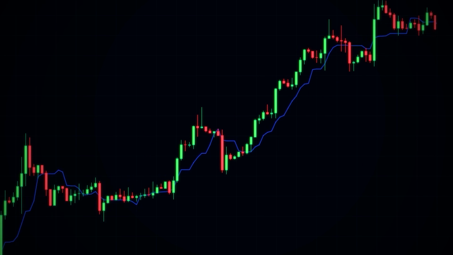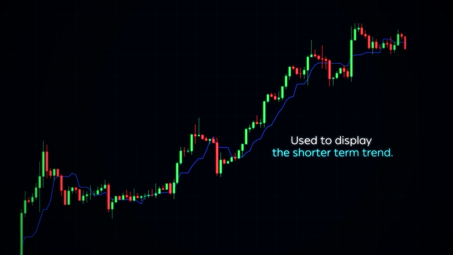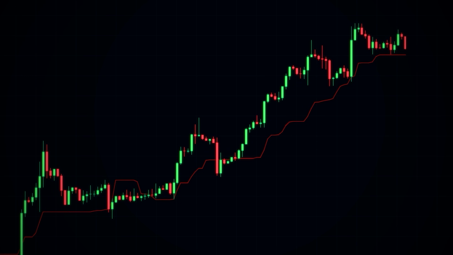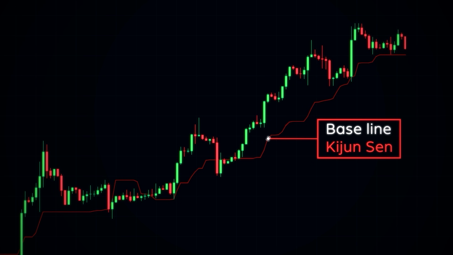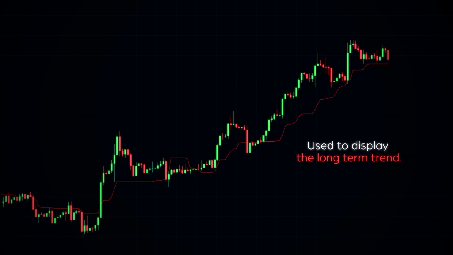First, let's start with this blue line. This is the conversion line, which is also known as Tenkan-sen. This line is more sensitive to price action, and it's used to display the shorter term trend, kind of like a smaller moving average. The other line, the red line, is the baseline. This is also known as Kijun-sen. It acts as a higher time period moving average, meaning it's less sensitive to price action and will primarily be used to display the long-term trend.